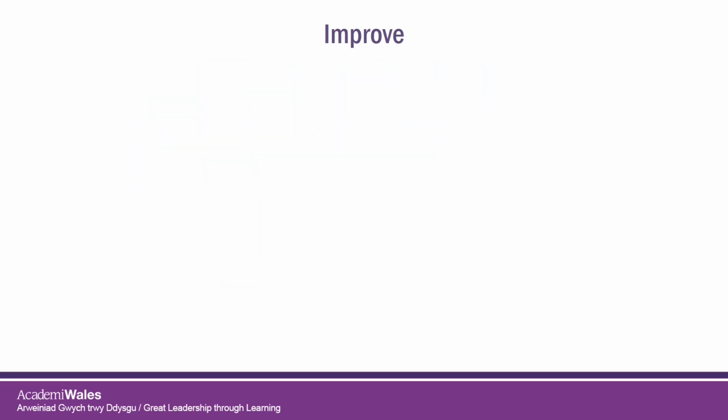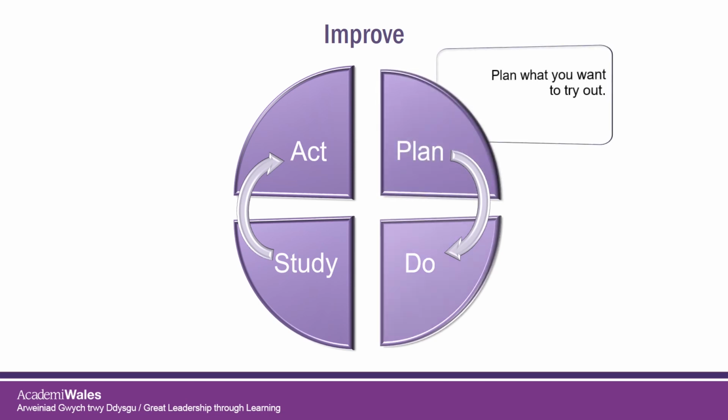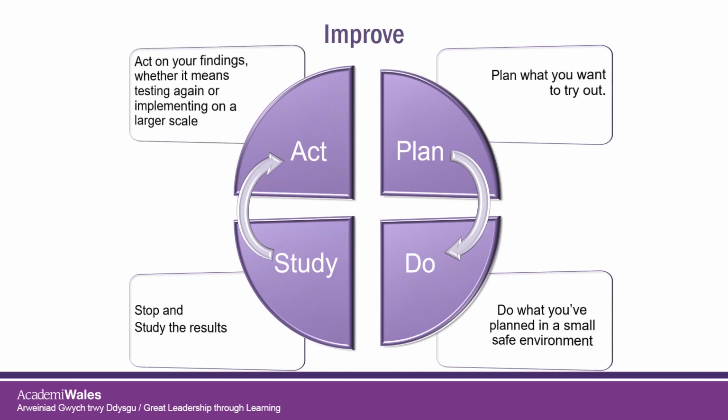Plan, Do, Study, Act, or PDSA cycle. We'll talk a bit about this with a model for improvement later on. This is used for small testing. Test out your theories. So you plan, you test, you actually do it, physically do what you want to do, but in a small, safe environment. Then you stop to study the results, and hopefully you've got what you wanted. And if you have, then you act on it and implement it, maybe on a larger scale.